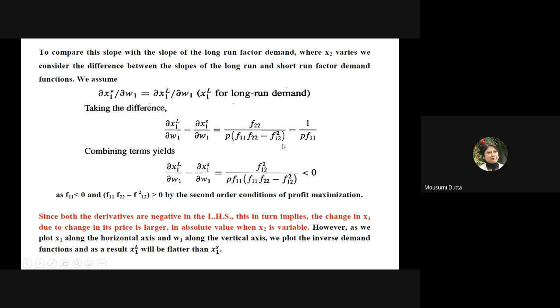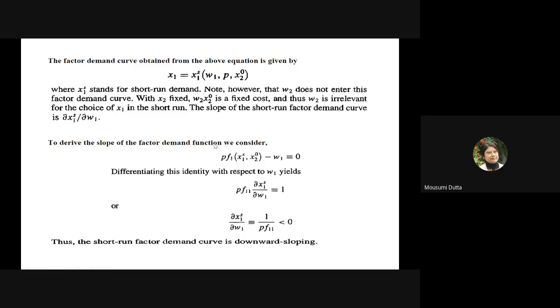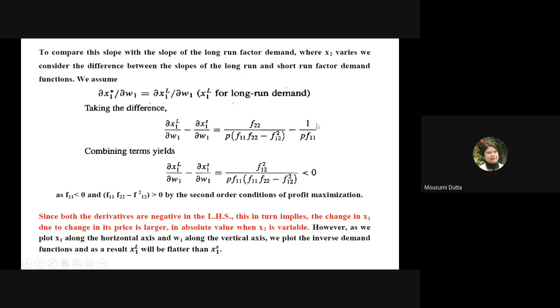Now during the exam, or any time when you need to compare the short run and the long run, you have to do the past derivation as well. Since we did it in the earlier class, here we are not doing all the steps for when x2 is a variable component. However, when you present something, you have to do that part as well. So I am taking the expression which we derived in the last class minus del x1s by del w1, which we just derived, that is 1 by p f11.